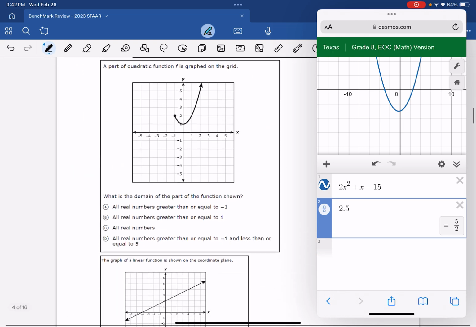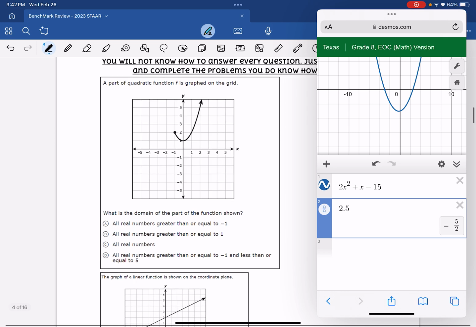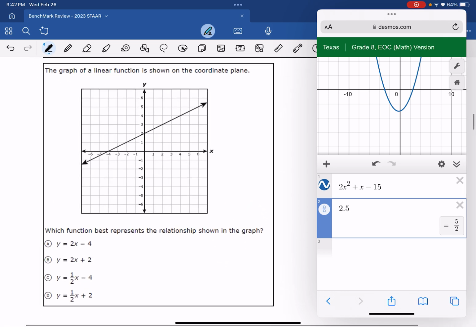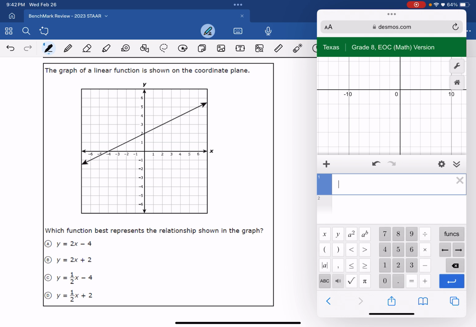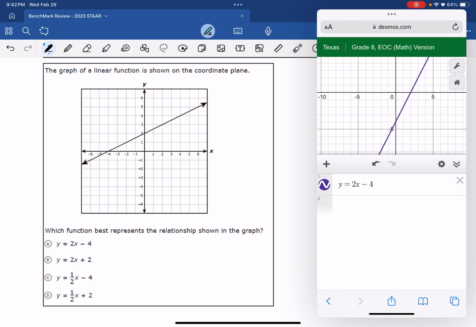Domain and range, I'll go over that in a different video just because that is something that's important to know. This one right here, guys, if it gives you a graph and gives you answer choices, you can plug them into Desmos and match, right? So y equals 2x minus 4. Okay, that crosses at a -4, not a +2. So see how this one has a y-intercept of a +2, right?